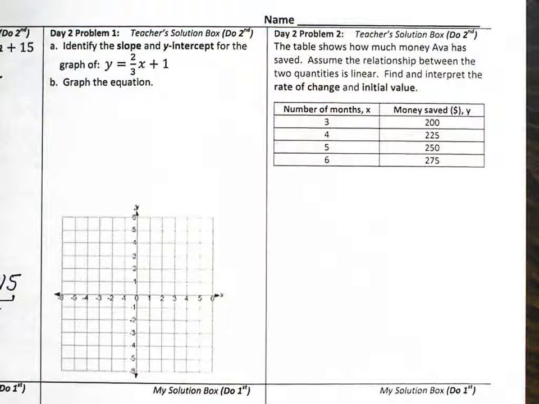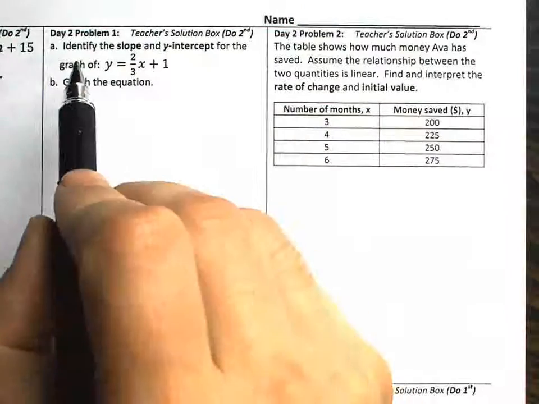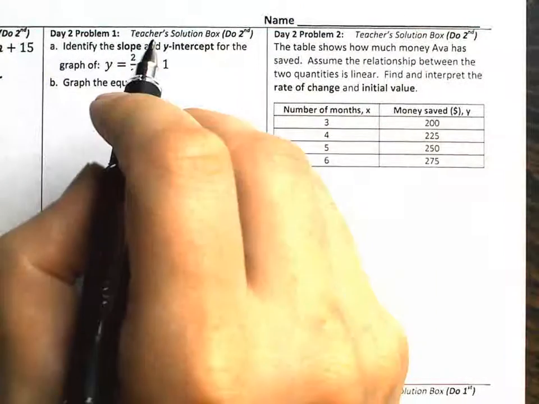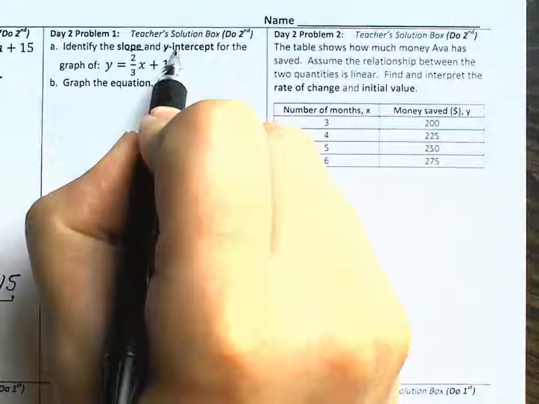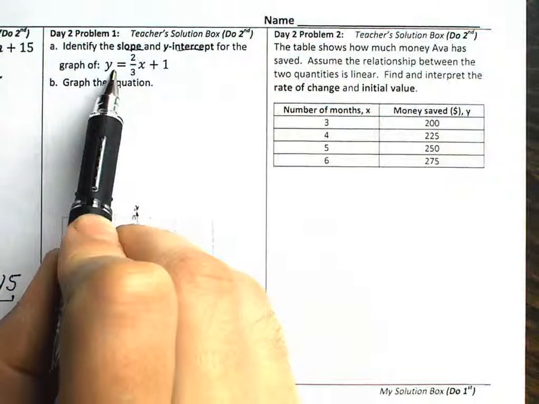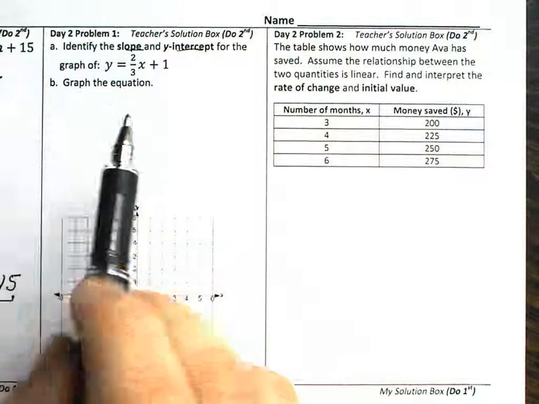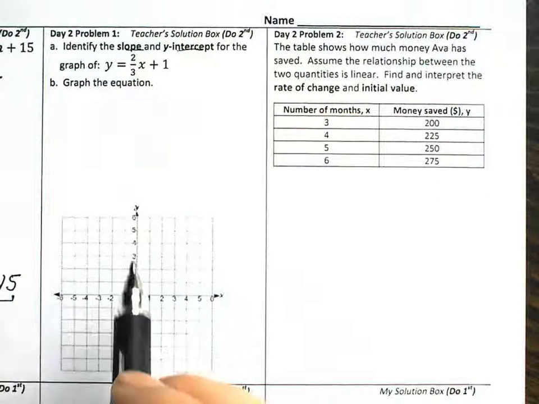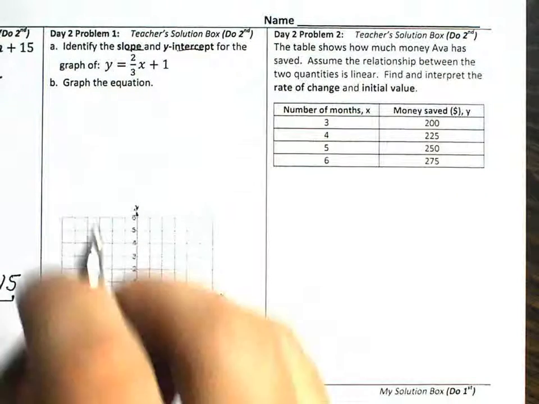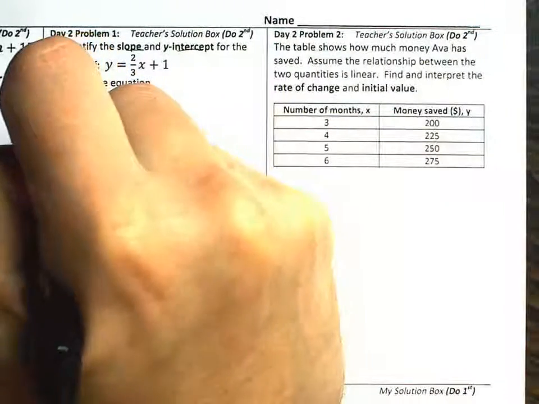Here's the solution to Day 2, Problem 1. In question A, identify the slope and y-intercept for the graph of this linear equation. And then in Part B, we are going to graph that linear equation by drawing a line on this grid. So let's start with question A.